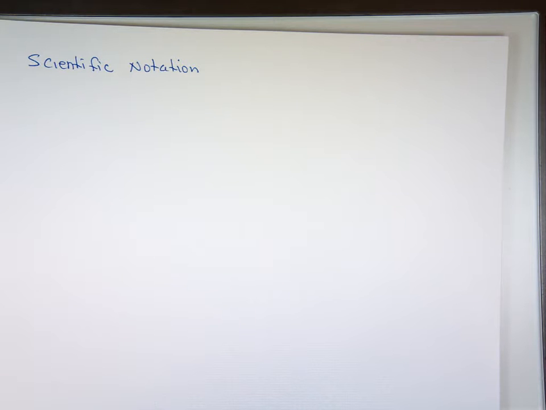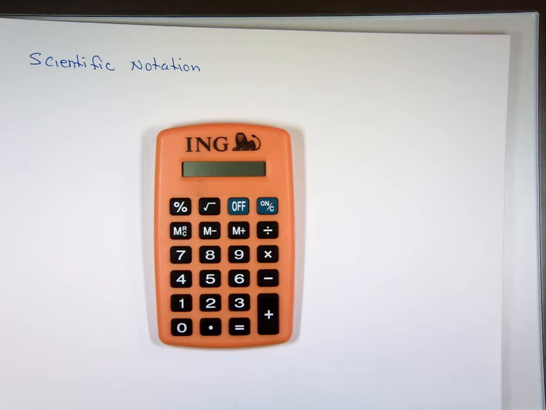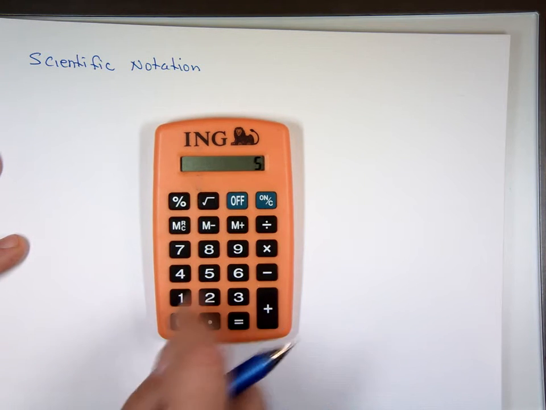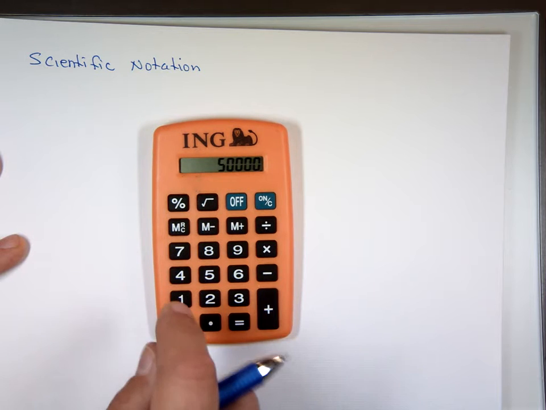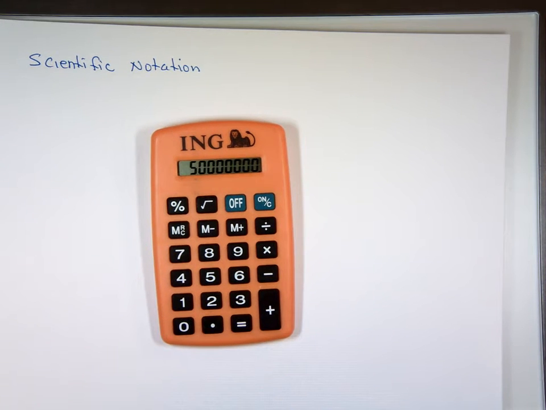Now, when you have a large number, it is very difficult. Sometimes it doesn't even fit on the calculator there. Imagine, I don't have a scientific calculator, that's a basic one. But if I want to write like 50 million on this or 500 million, probably will not fit. No, I couldn't write more than that number.